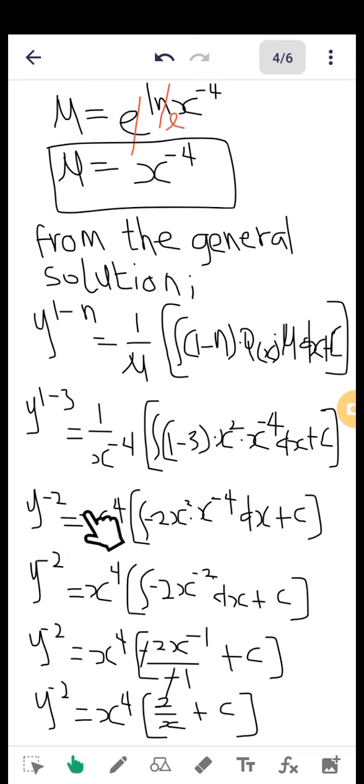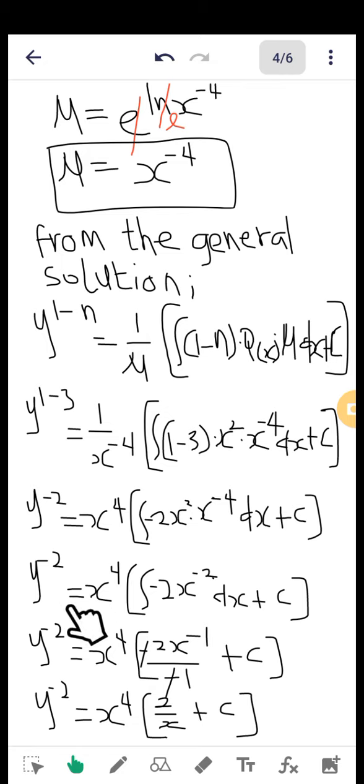I'm going to get y exponent minus 2 is equal to x exponent 4, because this is 1 over x exponent minus 4. So when x exponent minus 4 goes up, it becomes positive. So the negative sign will change to positive. So you're going to get x exponent 4 multiplying the integral of 1 minus 3, which is minus 2, x squared multiplying x exponent minus 4 dx plus c.